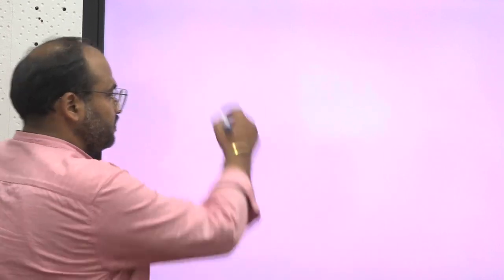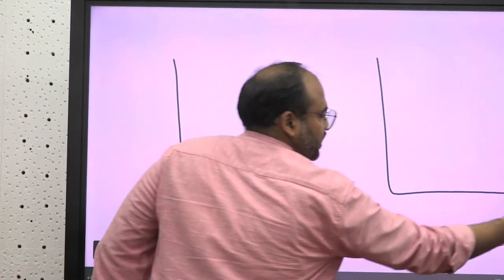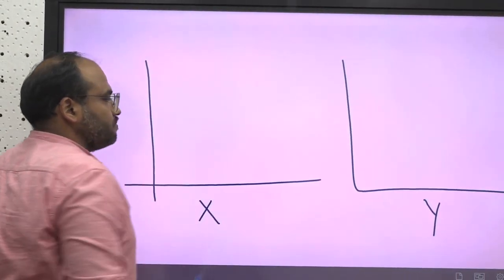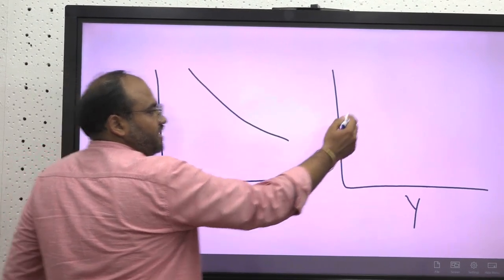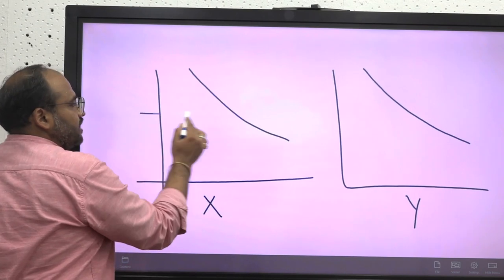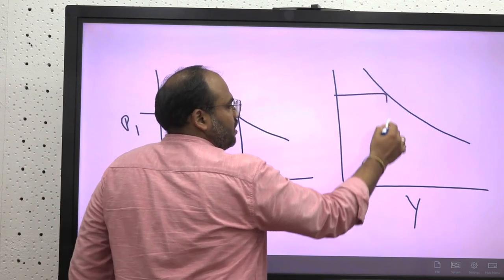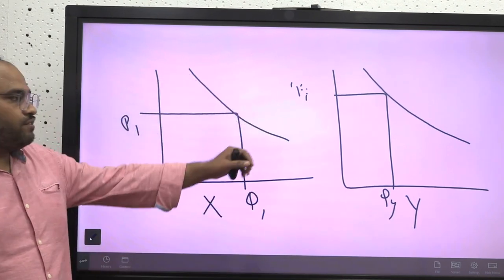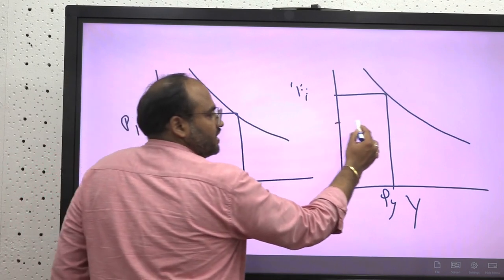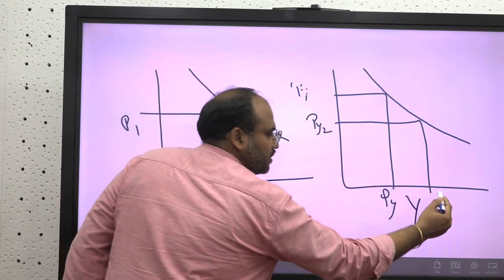It means that if there are two commodities existing in the market, this is commodity X, and there is another commodity known as Y. This is the demand curve for commodity X and this is the demand curve for commodity Y, with the price and quantity for commodity X and the price and quantity for commodity Y, PY, QY. Suppose there is a fall in the price of commodity Y, from this point to PY2, QY2.